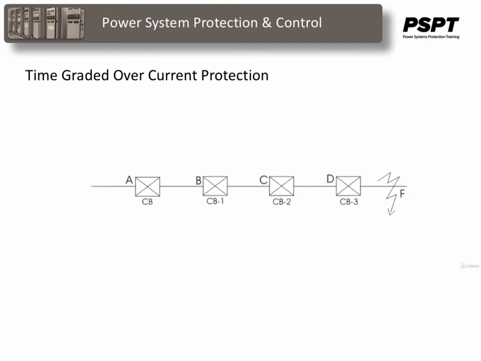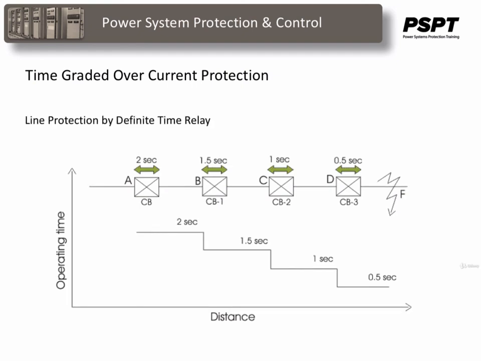In radial feeders, the power flow is one direction only, that is from the source to the load. This type of feeder can easily be protected by either definite time relays or inverse time relays. Line protection by definite time relays is very simple. Here, the total line is divided into different sections, and each section is provided with a definite time relay. The relay nearest to the end of the line has a minimum time setting, while the time settings of the other relays successively increase towards the source.